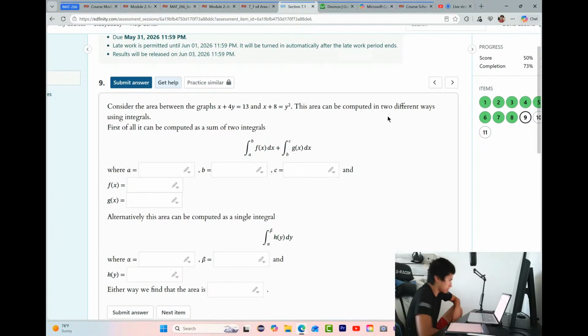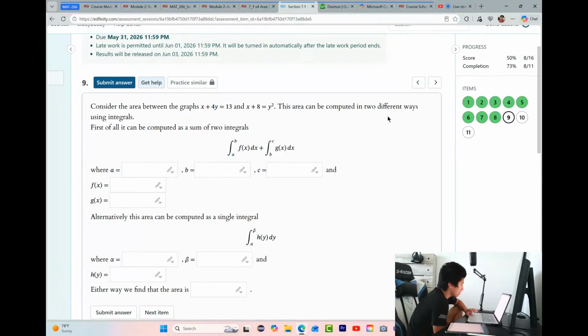Okay, let's complete this. Consider the area between the graphs x plus 4y. Wow, I'm so tired doing math since 8:30 in the morning.